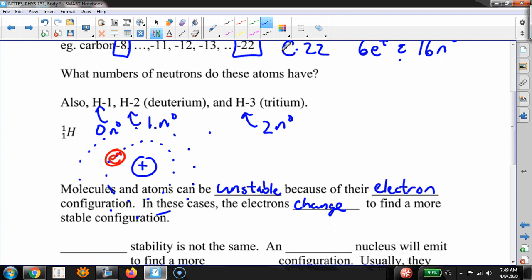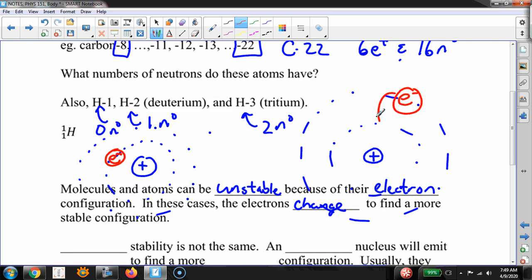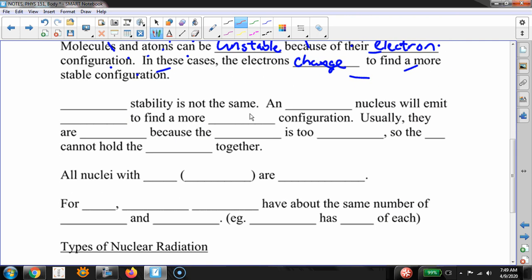But if the same atom, where I just have 1 proton, then I have these shells, let's say instead of the electron being in the innermost shell, the electron is in that shell. That atom is now unstable because that electron is going to tend to fall down to that lower energy state. And so it's unstable. The electrons would change to find that more stable configuration.